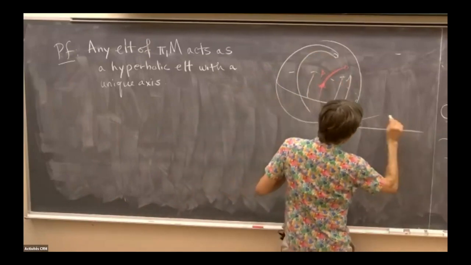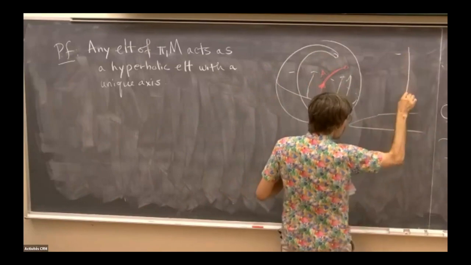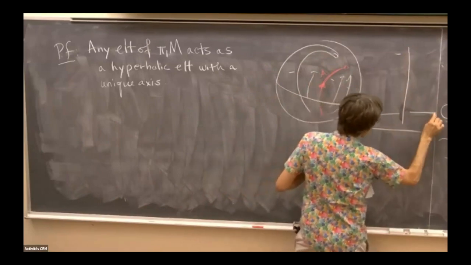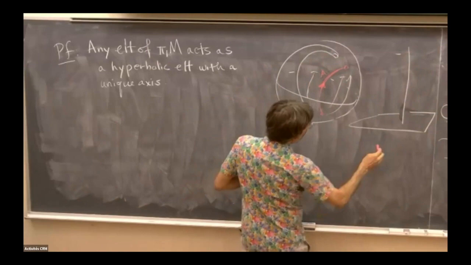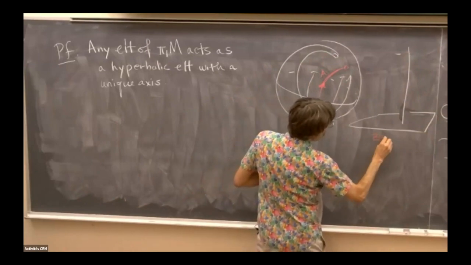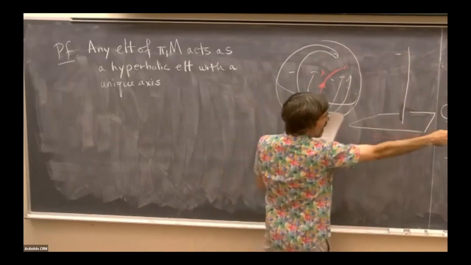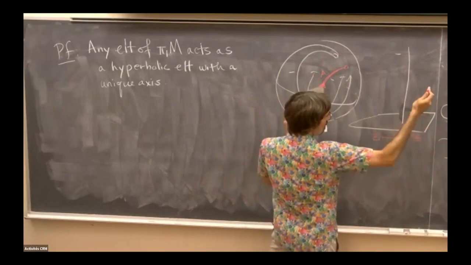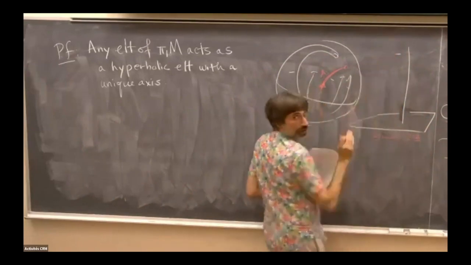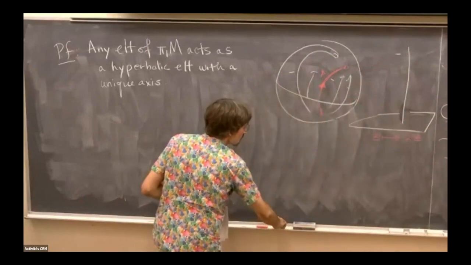If you're familiar with the upper half space model, this is a map like, on the boundary, z goes to 2z. Something like that is expanding everything away from this point, pushing everything towards infinity, and translating up along the axis.